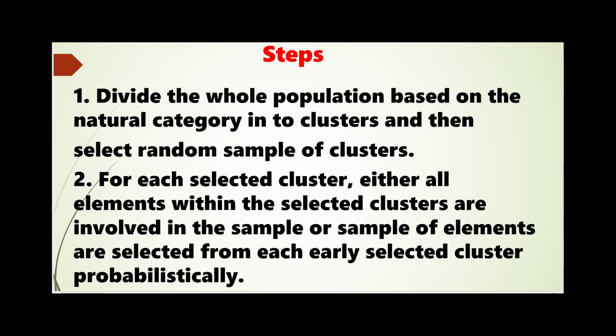The necessary steps to be followed when selecting sample elements using cluster sampling are: 1. Divide the whole population based on the natural category into clusters and then select a random sample of clusters. 2. For each selected cluster, either all elements within the selected clusters are involved in the sample, or a sample of elements is selected from each selected cluster probabilistically.